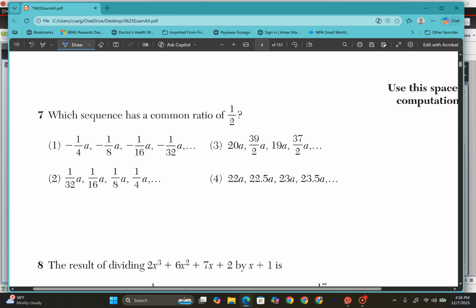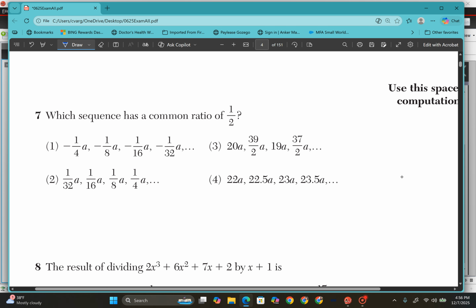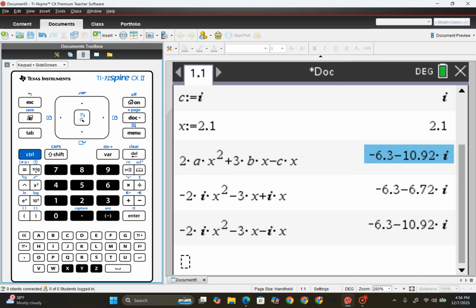Common ratio, we did do this. Okay, so ratio, remember, is the number that you multiply by to get to the next one. So to figure out which one has a common ratio, what we could do, as it's not cheating, but we know that the opposite of multiplication is division. So we can take the second one and divide it by the first one and see if it gives us 1/2. Okay, so negative 1/8 a.